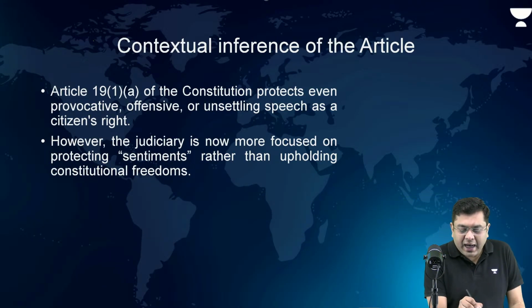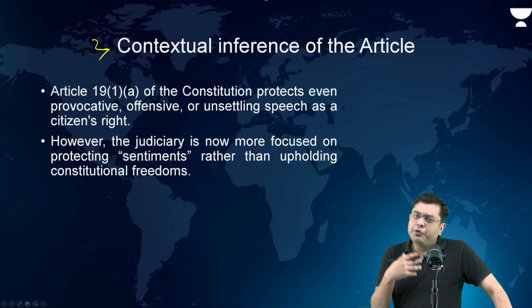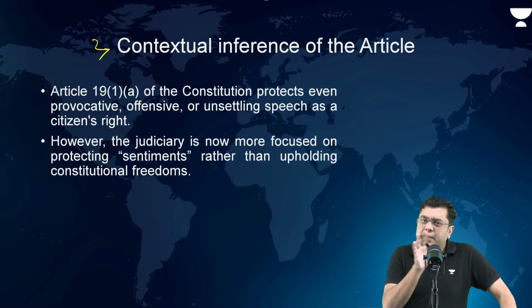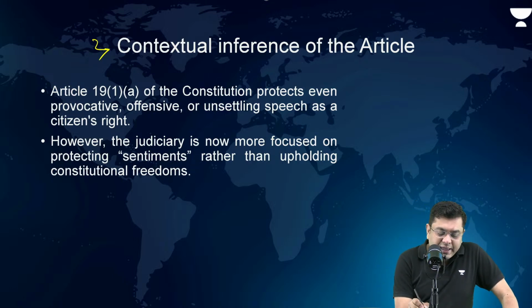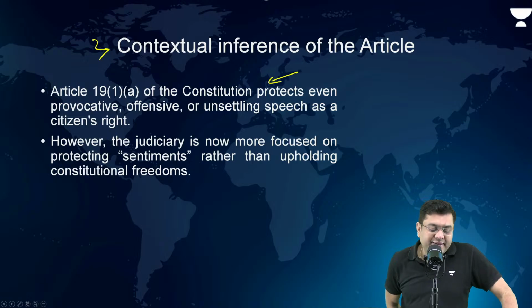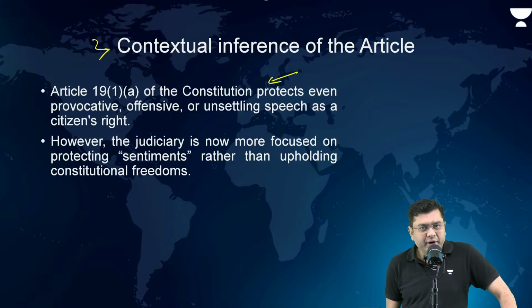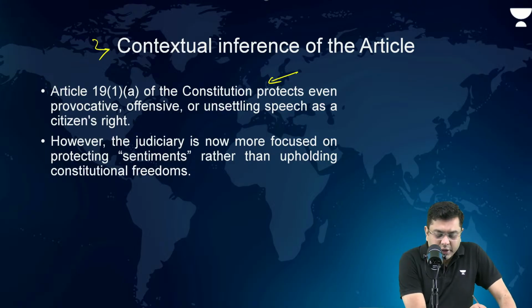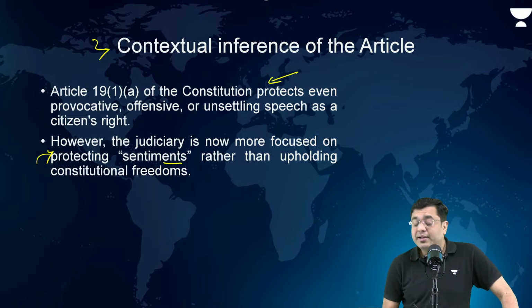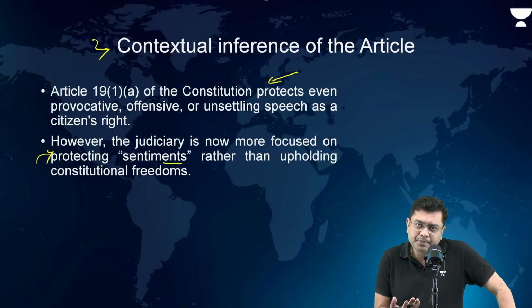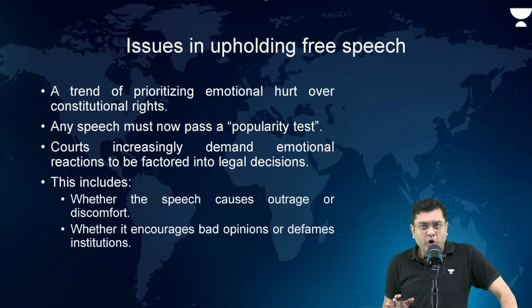Now, the context of the article: Article 19(1)(a) of the Constitution protects even provocative, offensive, or unsettling speech as a citizen's right. However, the judiciary is now more focused on protecting sentiments rather than upholding constitutional freedom. That is the argument of the author.